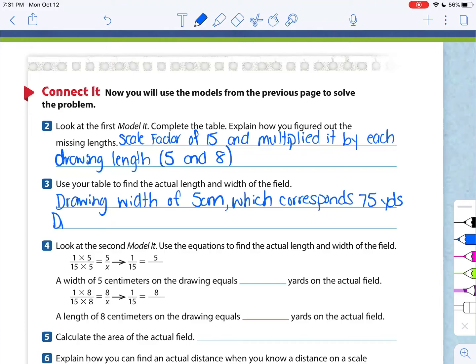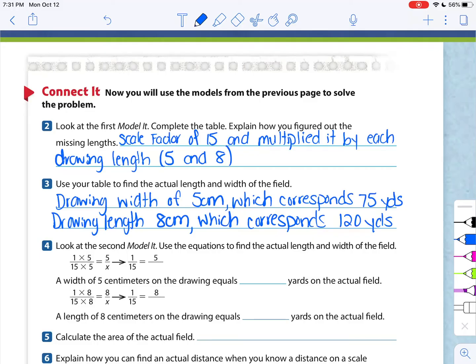Then the drawing's length, which is 8 centimeters, corresponds with what? 120 yards. So looking at those equivalent ratios that we made throughout the whole table. So let's look at answering that same question, but with our proportions. So look at the second modelet.